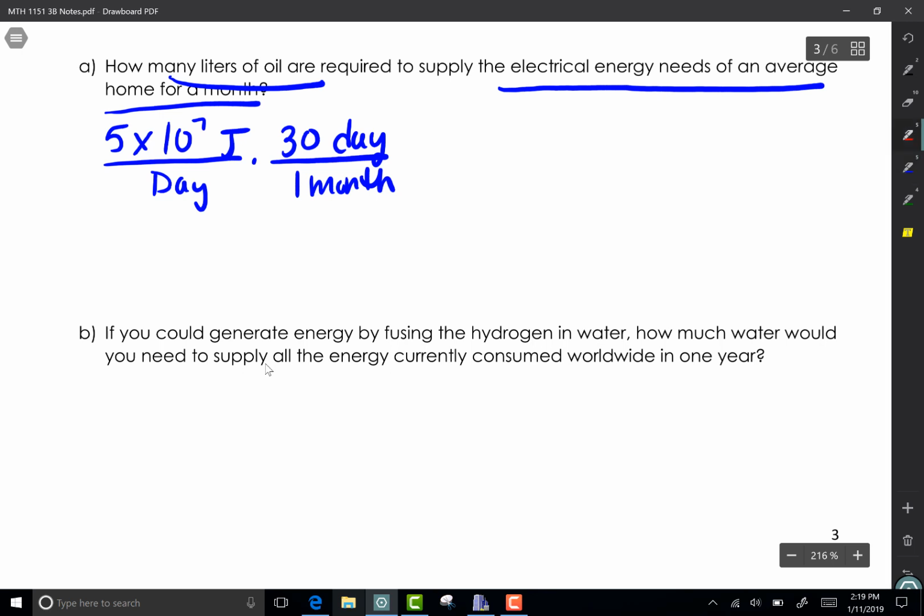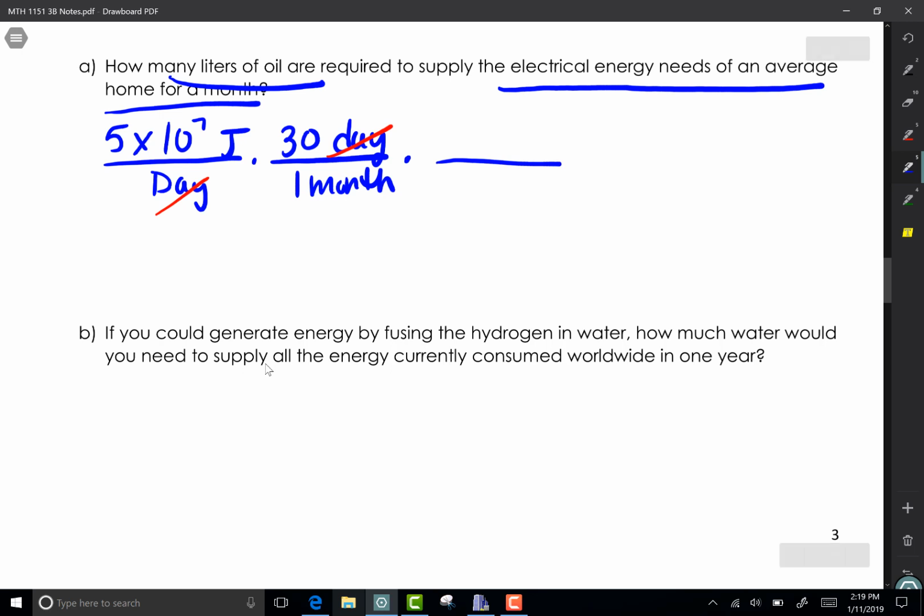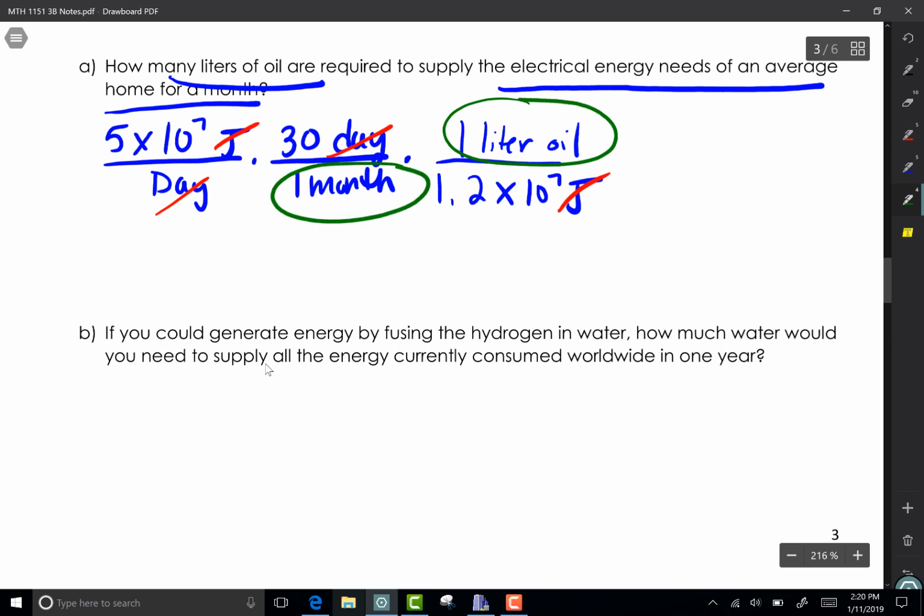Okay, so by doing that, I got rid of the days and I turned it into energy in joules per month. Now we're going to figure out how many liters of oil that's going to take. According to the table, it's going to take 1 liter of oil to burn 1.2 times 10 to the 7th joules. Since I want to cancel out joules, so I'm left with liters of oil, I'm going to put the joules on the bottom. So I have 1.2 times 10 to the 7th joules, and that will give me 1 liter of oil. So now I can cross off the joules, and I'm left with liters of oil per month.